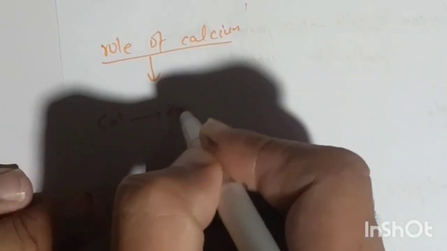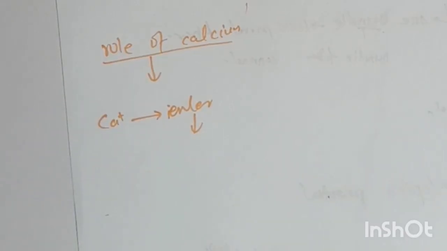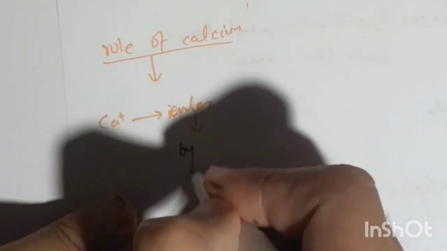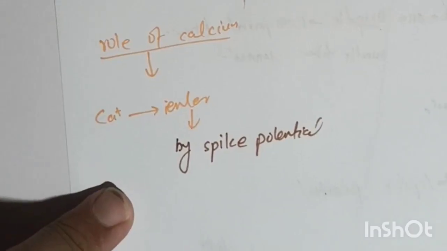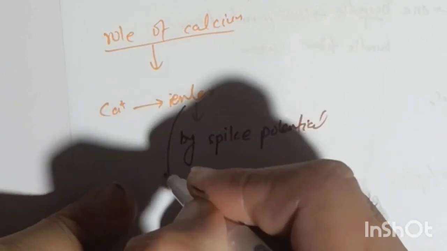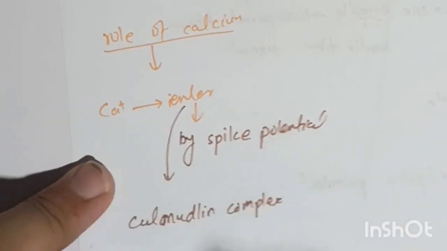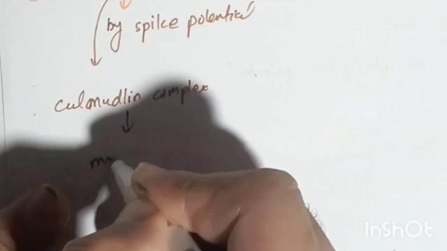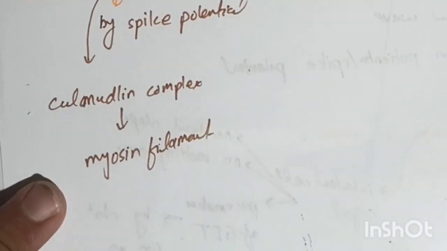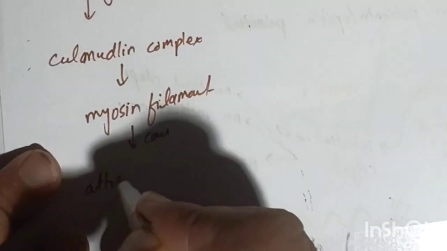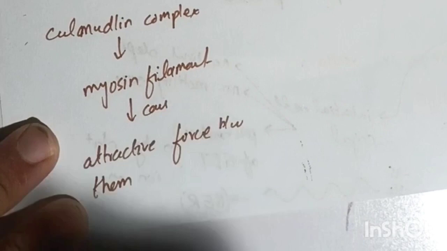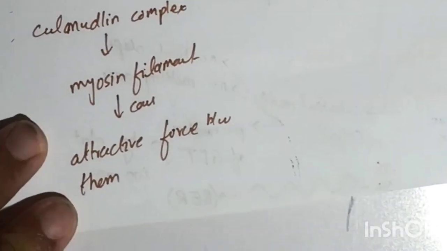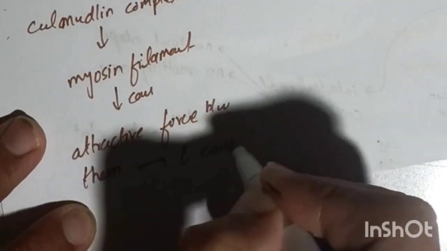Now another thing is the role of calcium. When calcium enters the cell through the spike potential, the calcium-calmodulin complex mechanism occurs. The myosin fibers are attracted toward each other, and force develops between them, causing most of the contraction. This is the simple explanation.